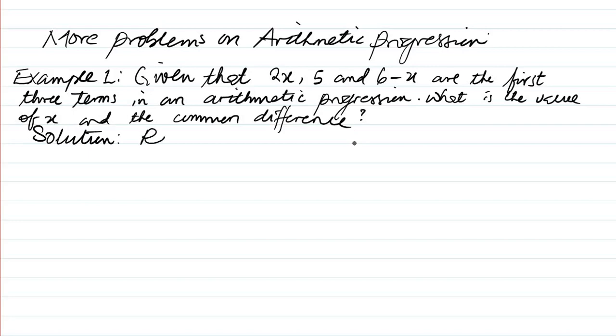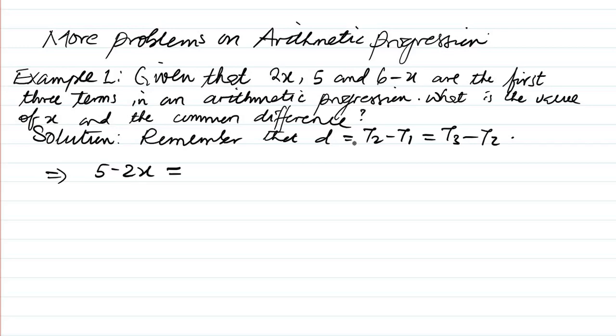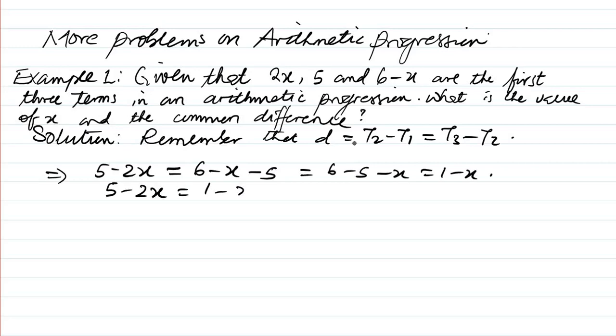Remember that a common difference d is equal to t2 minus t1, the same thing as t3 minus t2. So this implies that the first difference, between the first term and the second term, is 5 minus 2x. This will be equal to 6 minus x minus 5, and this will be equal to 6 minus 5 minus x, which gives you 1 minus x. So 5 minus 2x is equal to 1 minus x.